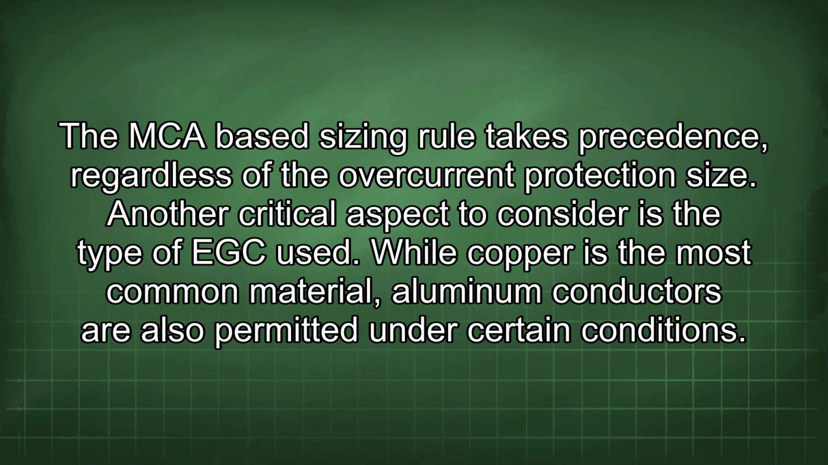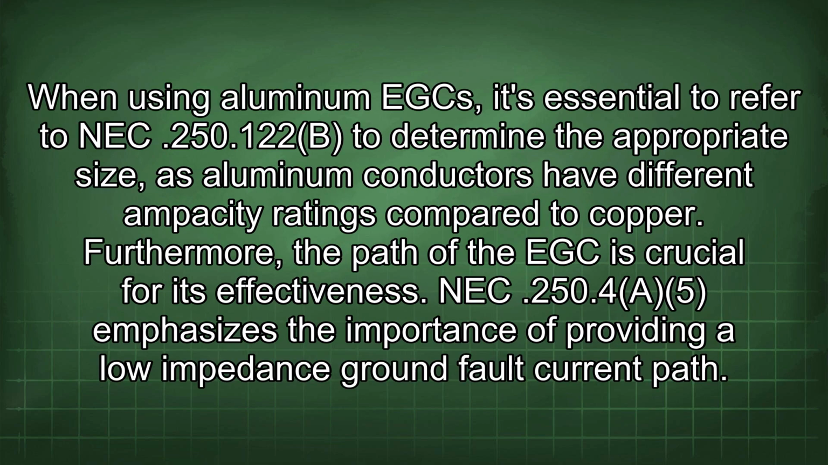Another critical aspect to consider is the type of EGC used. While copper is the most common material, aluminum conductors are also permitted under certain conditions. When using aluminum EGC, it's essential to refer to NEC 250.122(B) to determine the appropriate size, as aluminum conductors have different ampacity ratings compared to copper.